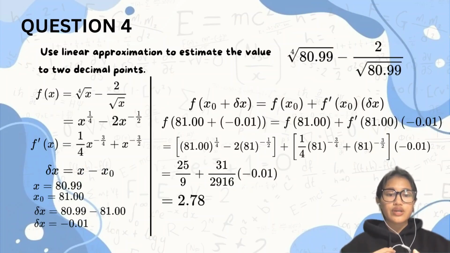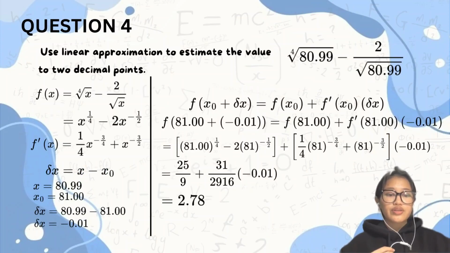Firstly, we need to identify the function f(x) from the equation, which is f(x) equals the fourth root of x minus 2 over the square root of x, which when we convert it into a simpler form is equal to x to the power of 1 over 4 minus 2x to the power of negative 1 over 2. Second, we have to find the derivative f prime(x), where we apply the differentiation of power functions. The result will be 1 over 4 x to the power of negative 3 over 4 plus x to the power of negative 3 over 2.